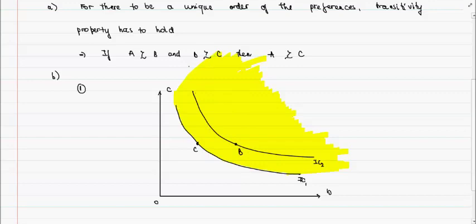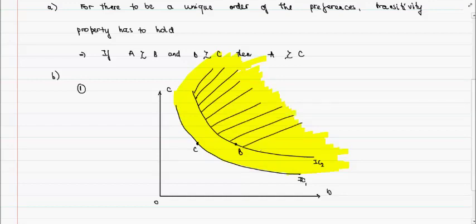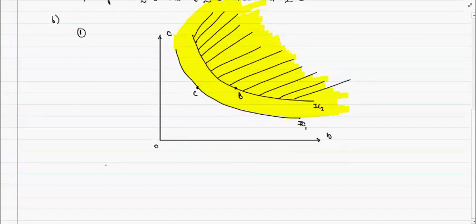And I would like to indicate the preferred set of B, which includes all of the bundles that are preferred to bundle B. Again, it's going to be all the bundles in the interior area, which is basically above indifference curve 2, corresponding to bundle B. So the yellow area is the preferred set of B, and the other shaded area is the preferred set of C.